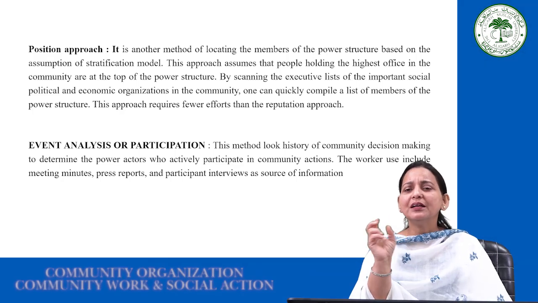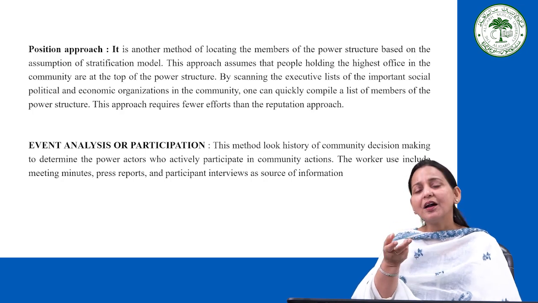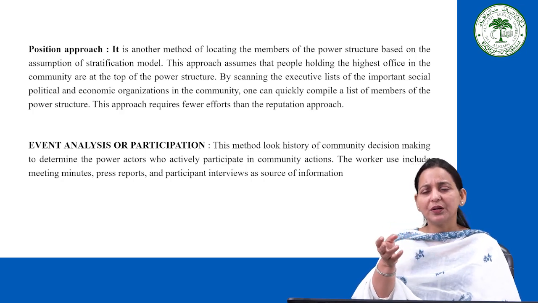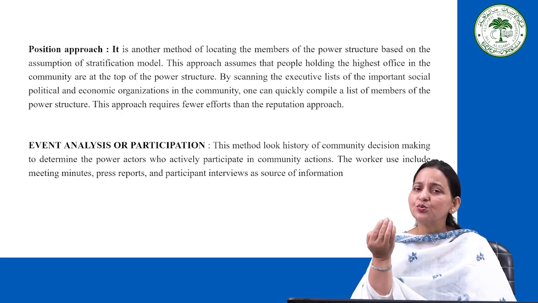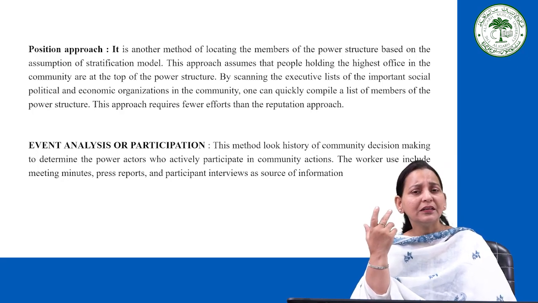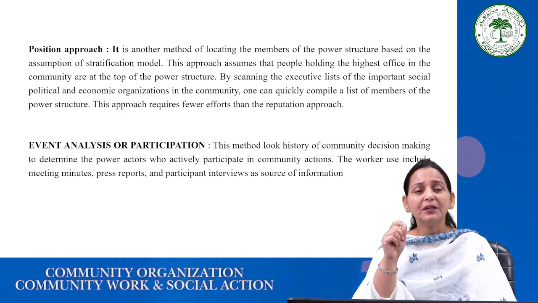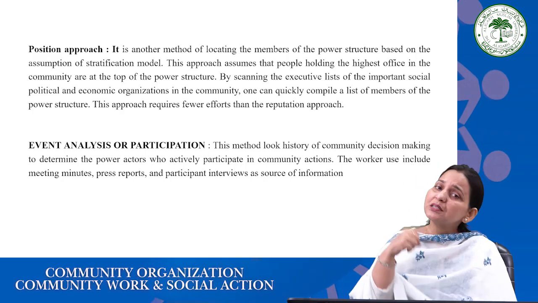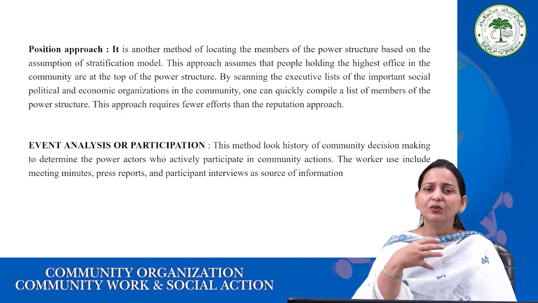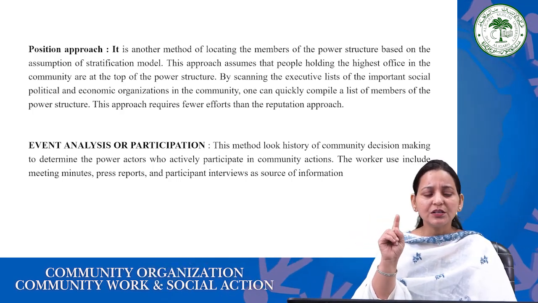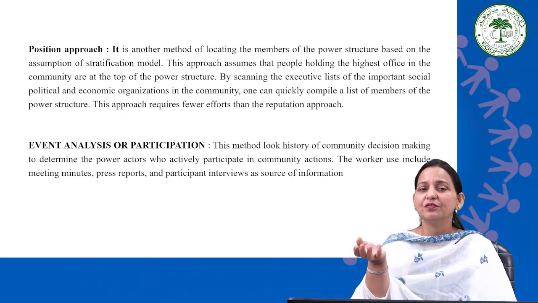Next one is event analysis of participation. This event analysis is also very interesting. This is the third way that you can identify the power position within a community. Event analysis means you have to identify any kind of issues and problems that have ever happened in that community. This method looks into the history of community decision making to determine the power actors who actively participated in the past in any kind of community intervention, community action or community issues. The sources used include meeting minutes, press reports, and participant interviews as sources of information.